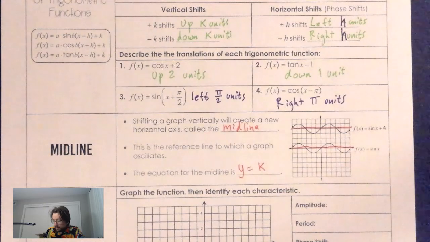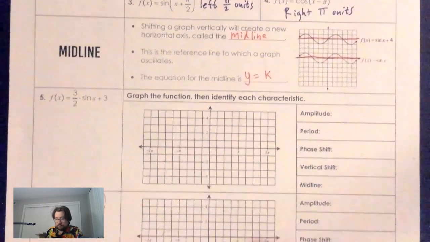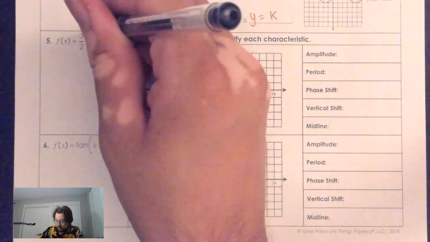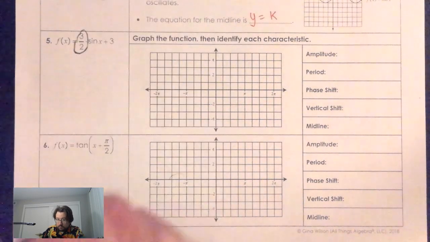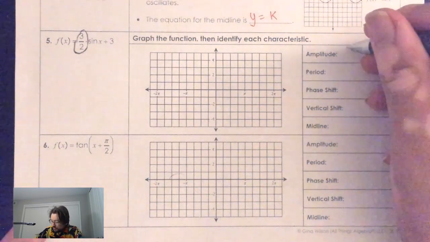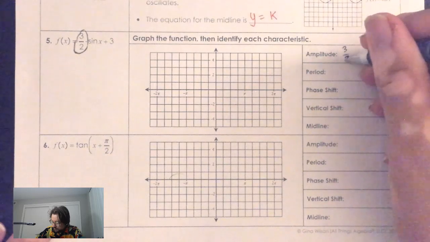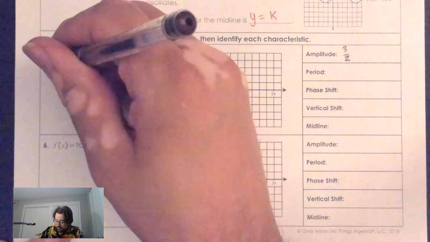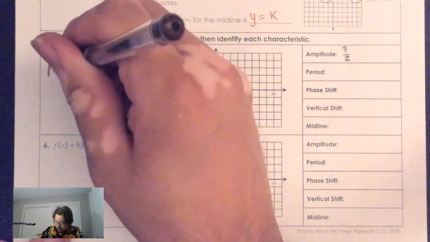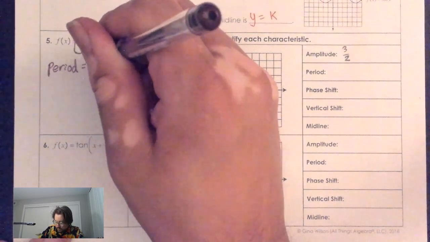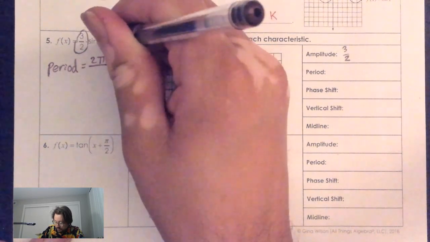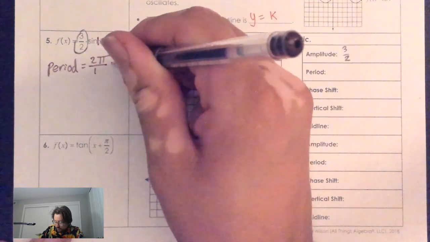Let's take a look at a couple graphs. First, we can identify what the amplitude is. The amplitude is 3 over 2. The period is equal to 2 pi over the b value. In this case, the b value is 1. So that's just 2 pi.